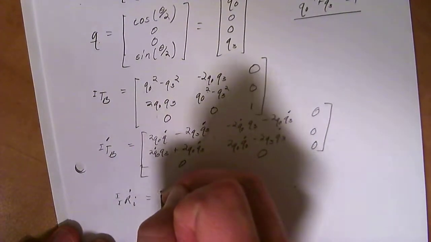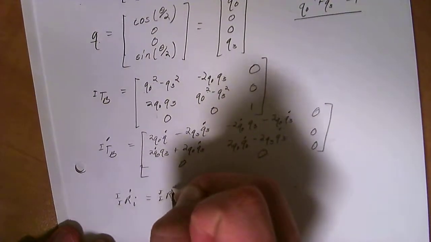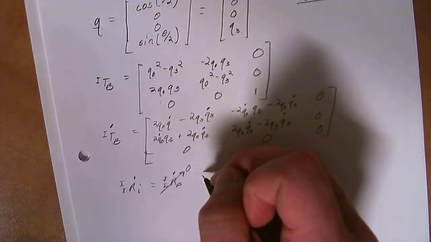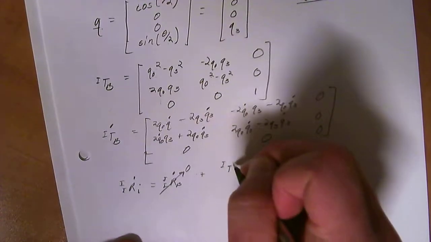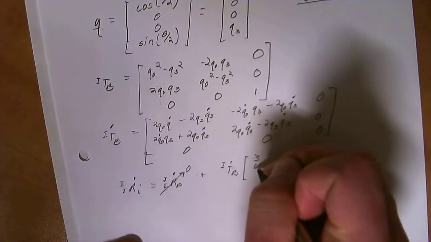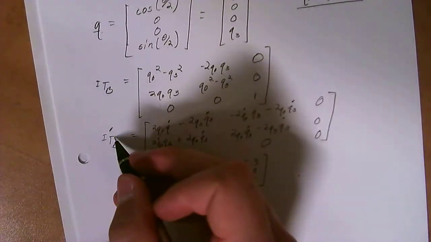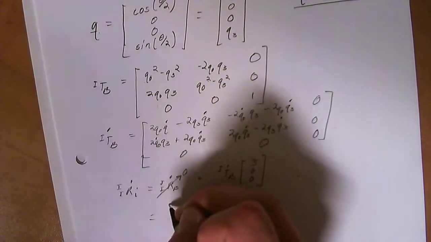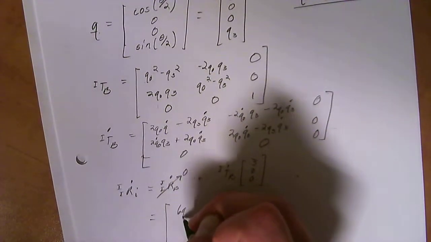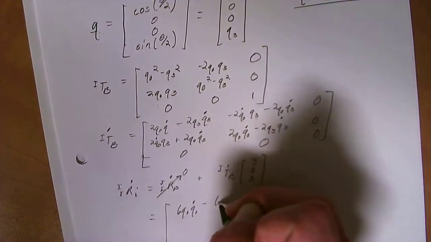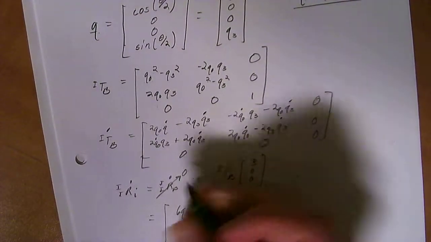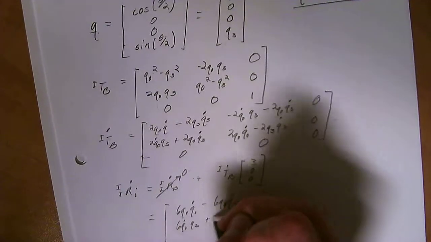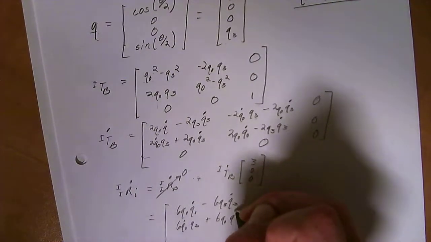Okay, so now moving on from there, r dot I is equal to r b dot. Since this is a vector of constants, it's going to be equal to 0, plus ITB dot times 3 0 0. So you're basically multiplying this matrix by this vector 3 0 0, and when you do that you will end up with a vector: 6q naught q naught dot minus 6q3 q3 dot, then 6q naught dot q3 plus 6q naught q3 dot, 0.